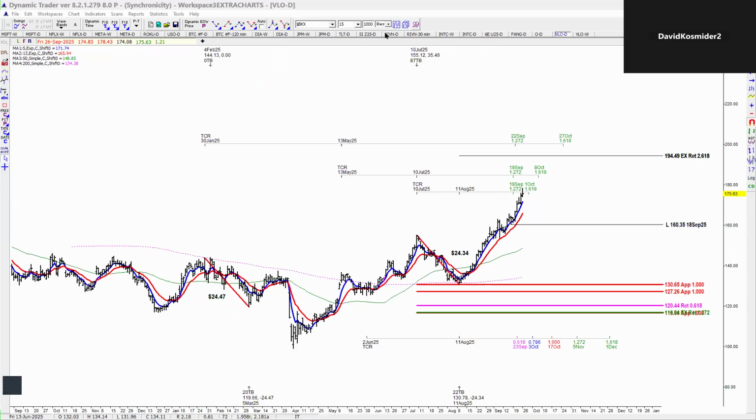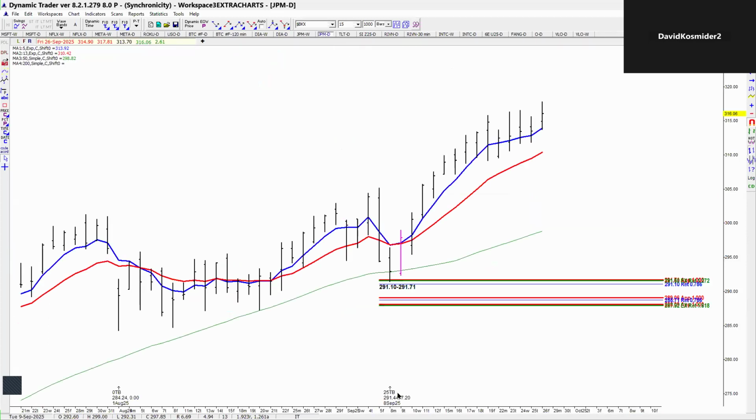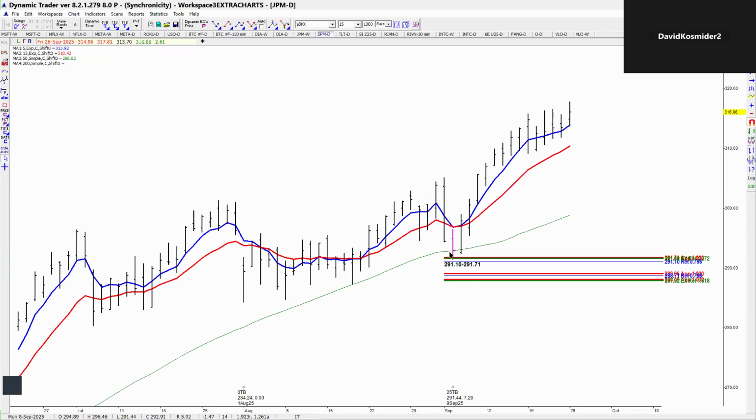What else did I have? Yeah, this was a real old one. Well, old in that it was, what, 3, 4 weeks ago. This was in JP Morgan. Cluster came in at 291.10 to 291.71. And if we start to pull back, we'll run the pullbacks again and see if we can find a new entry. But right now, we would just be trailing up a stop. And let's see, what else did I have?